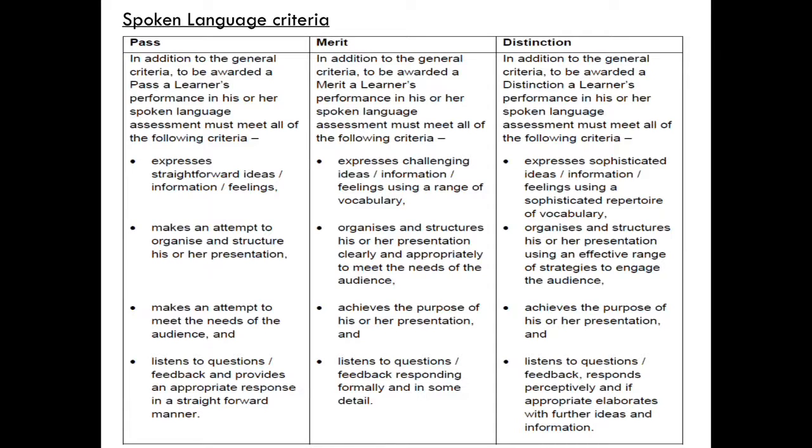For distinction, it is about expressing sophisticated ideas, and it is really clear when a speech or presentation is distinctive. We have a lot of exemplars. We have heard Martin Luther King Jr.'s speech. We have heard Barack Obama's presidential speech, and we know that they use a lot of rhetorical devices, a lot of rhetorical features to get the audience on side. So you have the examples of a distinction, a pass, and a merit that will help you.